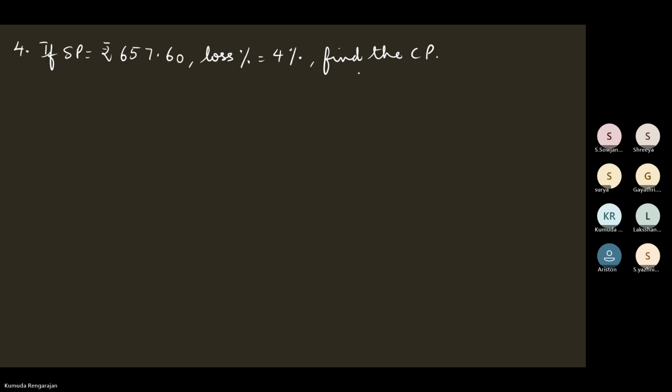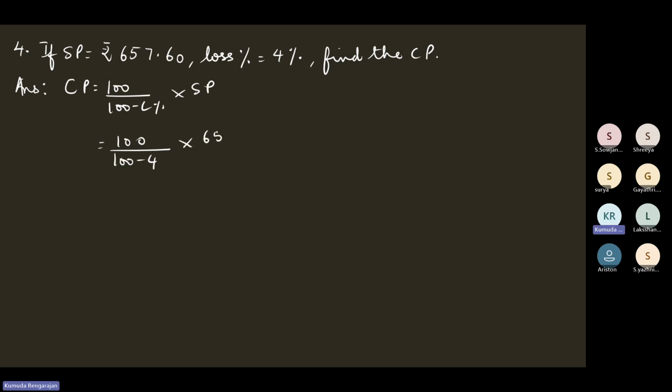Yeah, the next one. If SP and loss percent is given to you, find the CP. Surya, tell me the formula to find the CP when SP and loss percent is given. CP is equal to 100 by 100 minus loss percent into selling price. Very good. So let's substitute 100 by 100 minus 4 into 657.6.